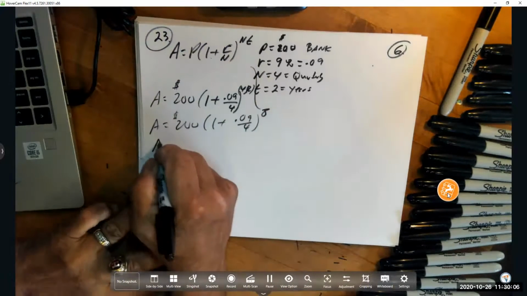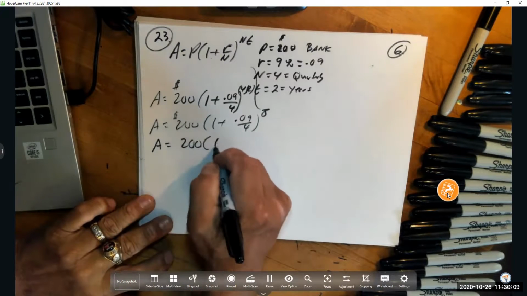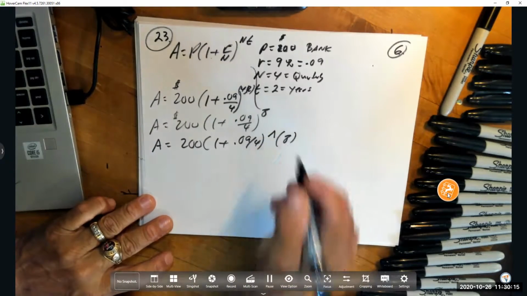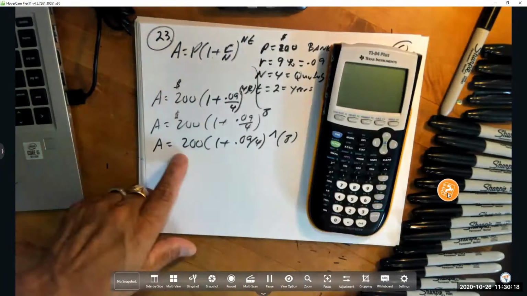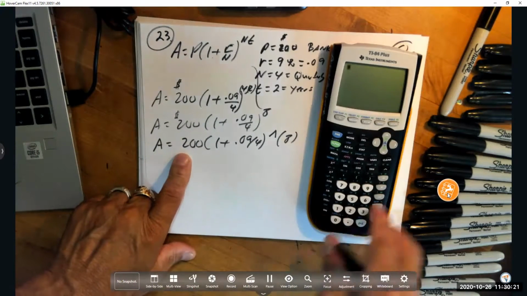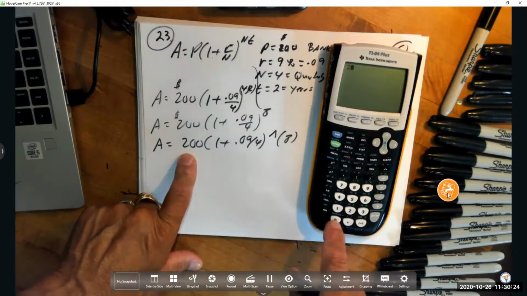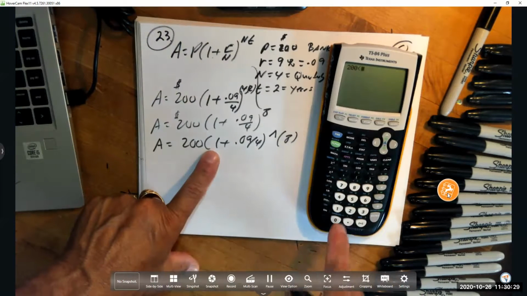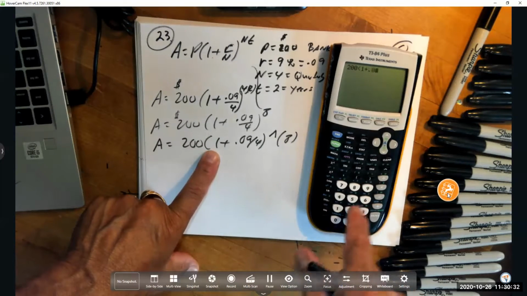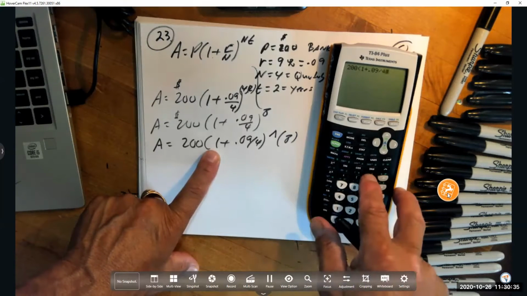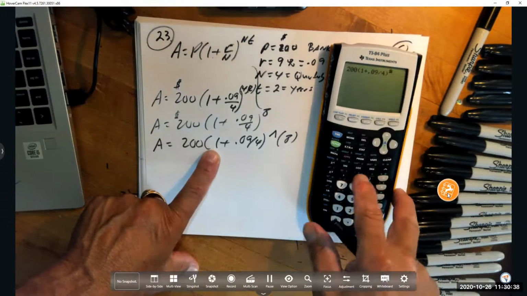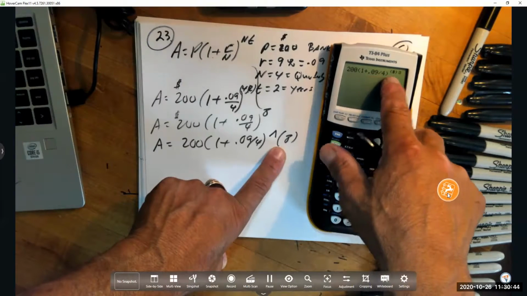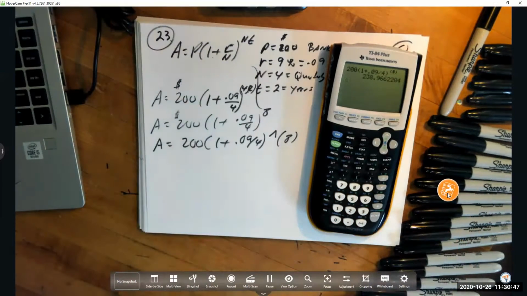So now, you're going to do all this stuff in the calculator. I'll show you how to do it in a calculator in a second. To the power of 8. Okay, so this is how you do it. Calculator, ready? Hit on. Clear, make sure everything's out of there. 200. Everybody do it right now. 200. Parentheses. 1 plus 0.09 divided by 4, to the power up in the top, it's going to have 8. Hit enter. I got 238.